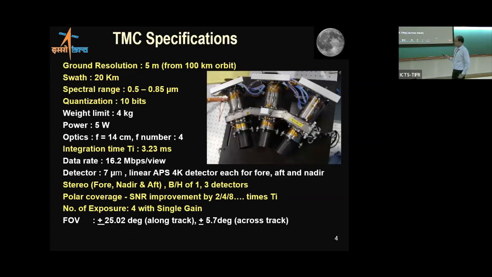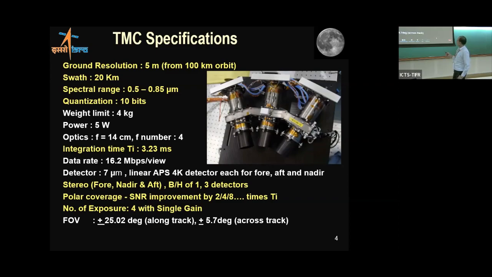So if we see the TMC specifications, we have 5 meter resolution over 100 kilometer, with 4,000 detectors in an array in one sensor, and similarly for the other sensors, fore, aft, and nadir. Each sensor has 4,000 detectors in a line. This is a push-broom scanner having a focal length of 14 centimeters. This is a repeat of the terrain mapping camera one that was in Chandrayaan-1, but here the weight and power are quite less. So this is a very compact camera giving three views.